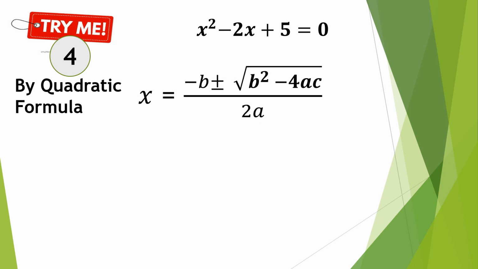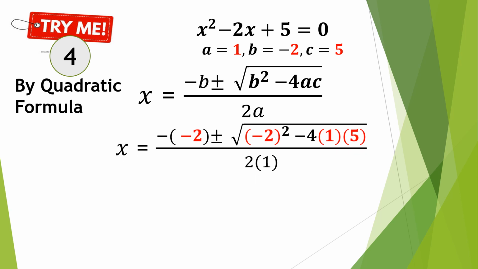So of course, the formula is x is equal to -b plus or minus the square root of b squared minus 4ac all over 2a. Since we're using this formula, we need to get the numerical coefficients of the quadratic term, the linear term, and also the constant term. So we have a equals 1, b equals -2, and c is equal to 5. After that, just simply plug in the values of a, b, and c in the formula.